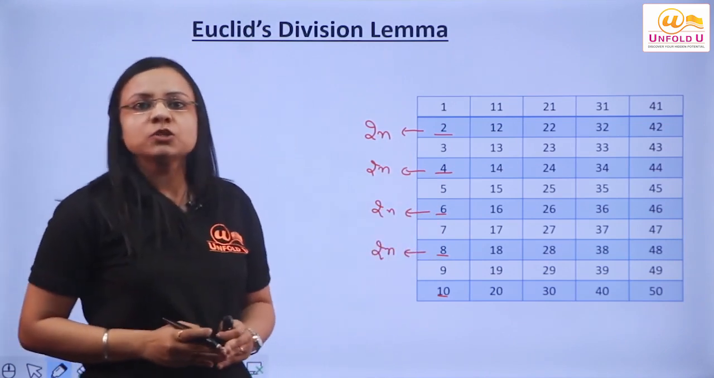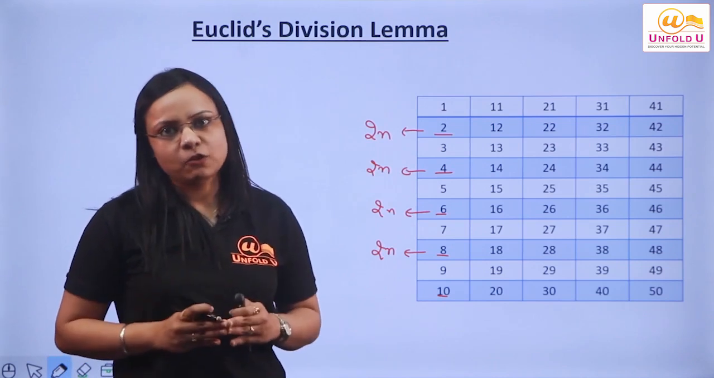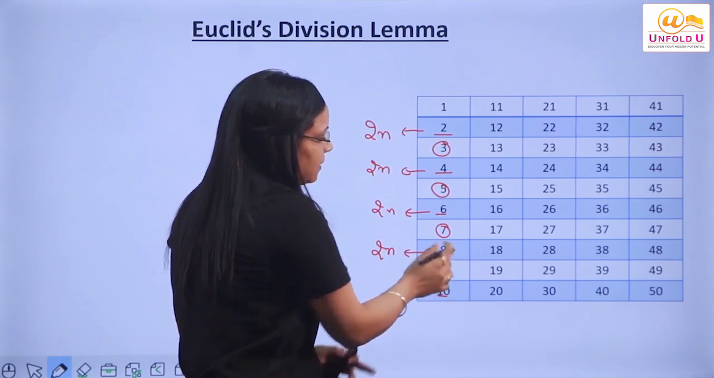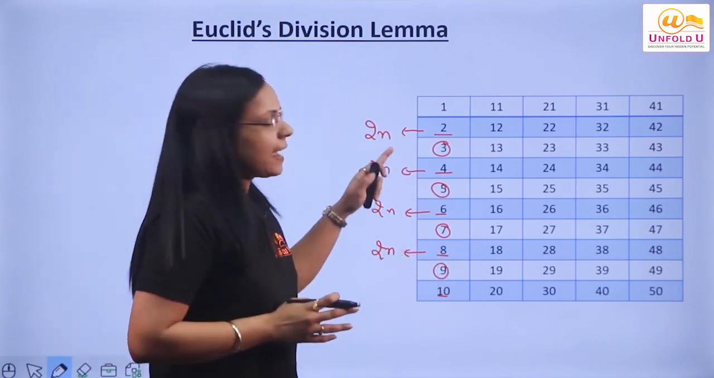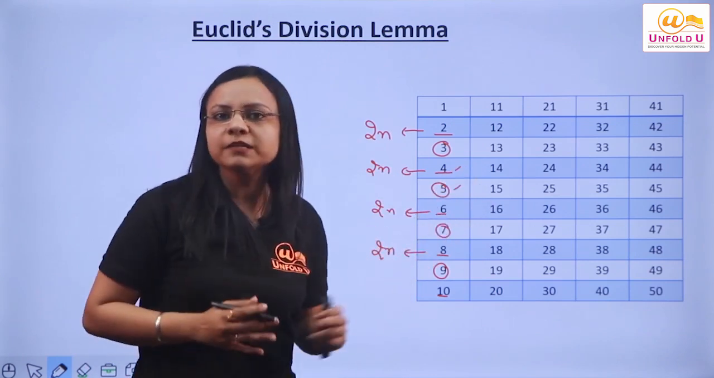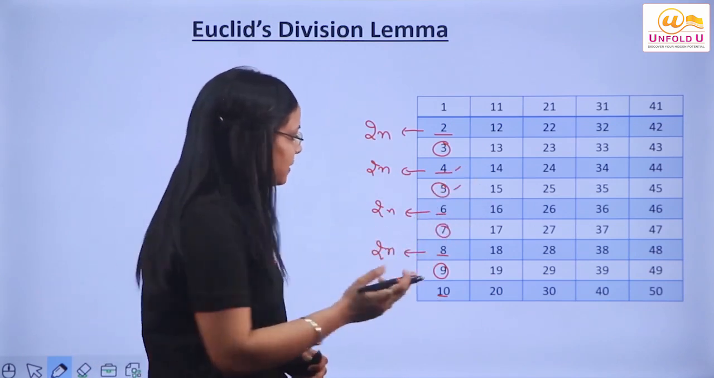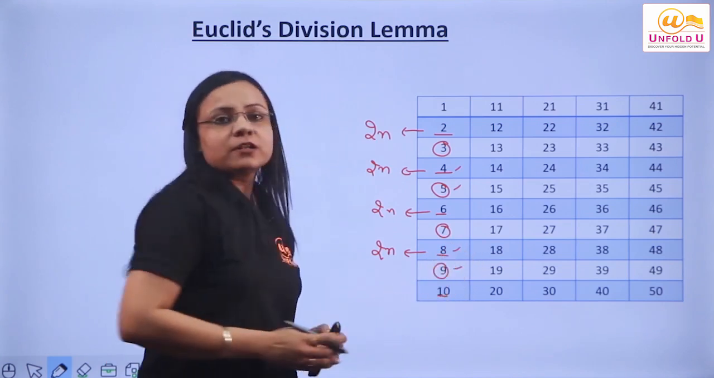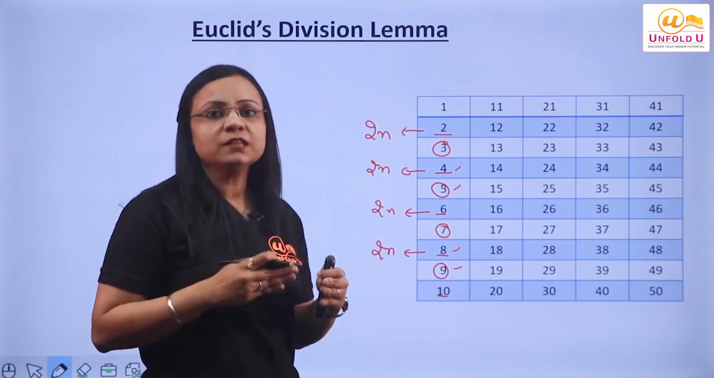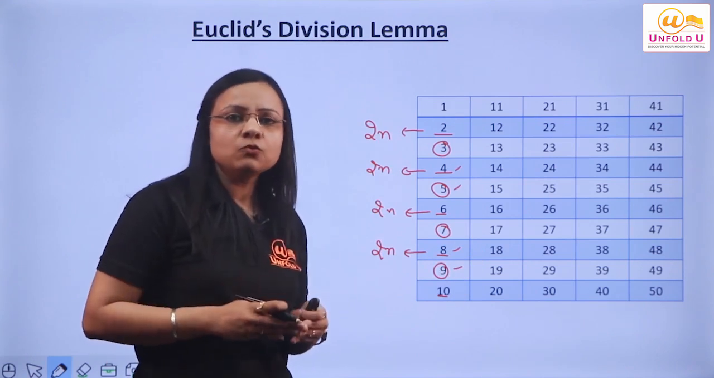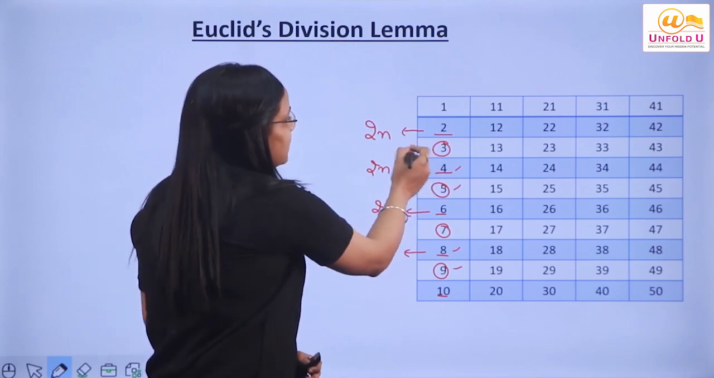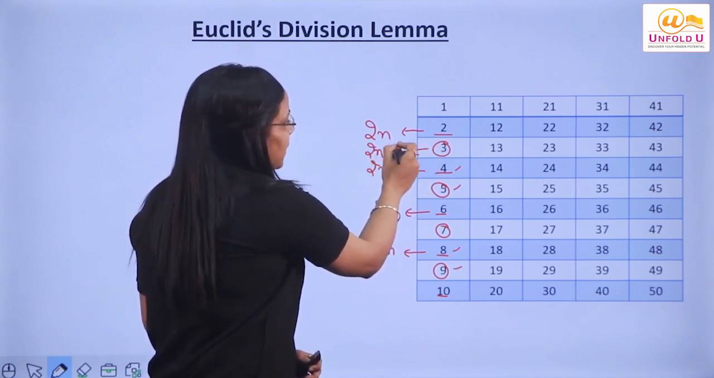Now let's see the numbers which are greater than 2 and which are not multiples of 2. Such numbers are 3, 5, 7, 9 and so on. Now if I take any two consecutive numbers, for example 4 and 5, what is the difference between them? The difference is 1. Same way if I take 8 and 9, the difference is 1. So we find that the difference between the numbers which are multiples of 2 and which are not multiples of 2 is 1. So we write these numbers as 2n plus 1.